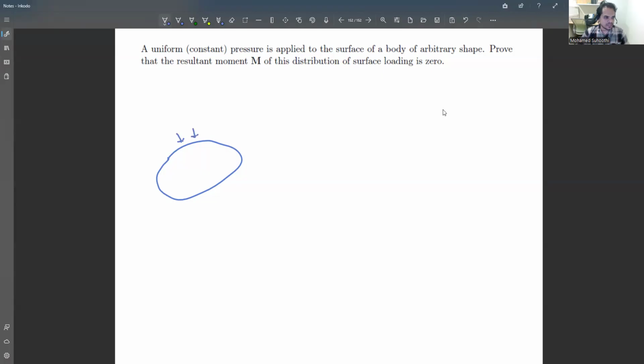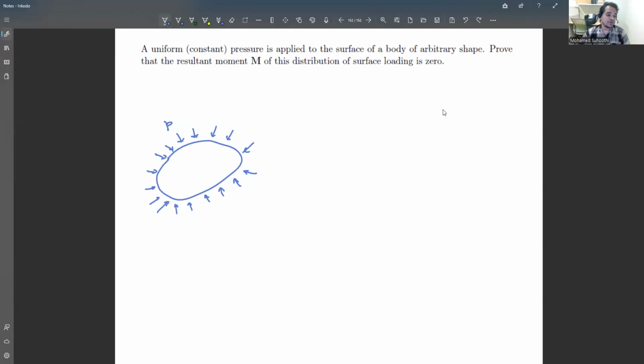Pressure, you know, right? It's applied. It's like it's coming inside, right? Pressure means it is coming in towards the object, right? Okay. So this is uniform pressure applied. I'll take that pressure as P, right? So now prove that the resultant moment M on this distributed surface loading is zero.